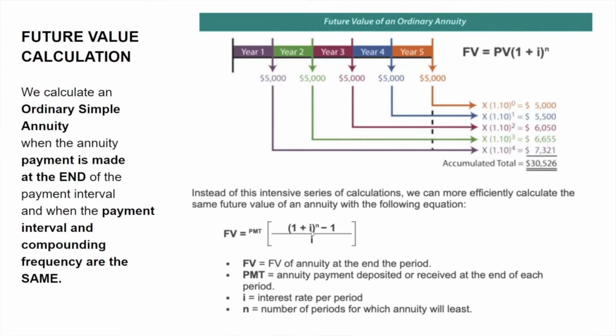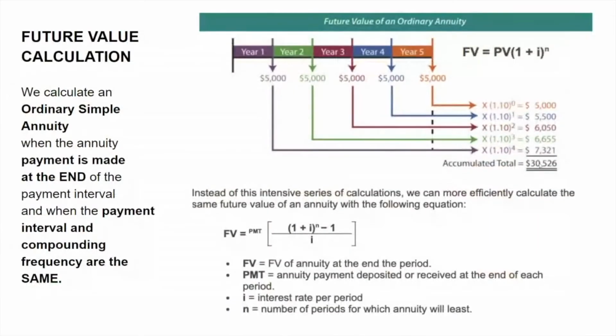1 plus i, and the interest rate is, in this particular example, 10%, 0.10. n is the total number of periods for which the annuity will last, that should be 5, right? So it's 1, 2, 3, 4, 5, minus 1 over i, and again, i is the interest rate, which is 0.10. And if we did that, we would get $30,526. We would get the exact same answer.